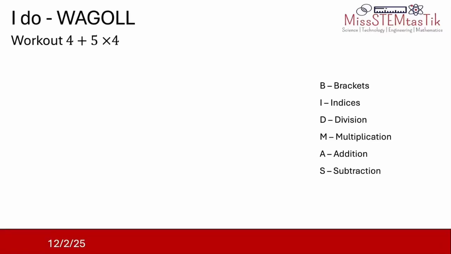Okay, I'm just going to go through a few examples of order of operations using the term BIDMAS. BIDMAS stands for, well, the B in BIDMAS stands for brackets, I for indices, D for division, M for multiplication, A for addition, and S for subtraction. So BIDMAS represents 6 different operations.